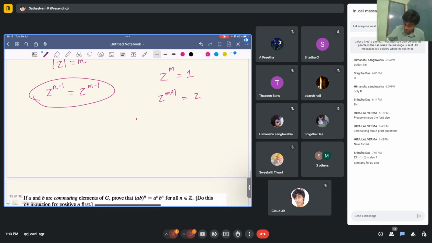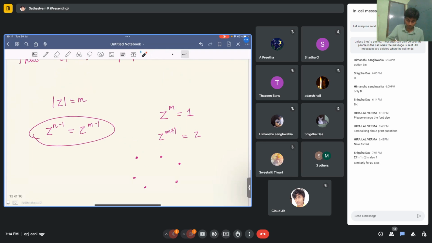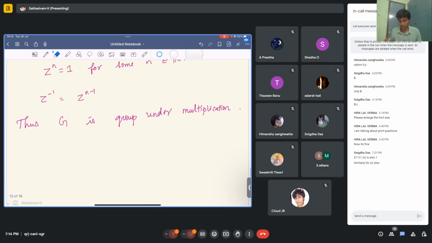So you can see it like this. Let's say you have 5 elements here. When you multiply this element with itself, let's call this z, and this is z square, this is z cube, z power 4, z power 5, z power 6. And then this became z power 7, z power 8, z power 9, 10, 11. It goes like this in some sense. So later you will study that. These kinds of groups are called cyclic groups. You will study it later.